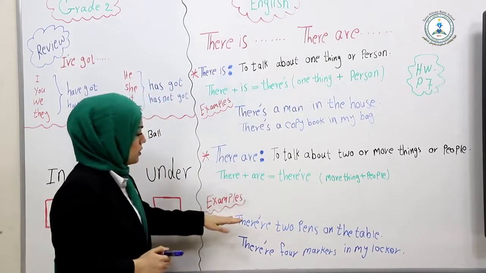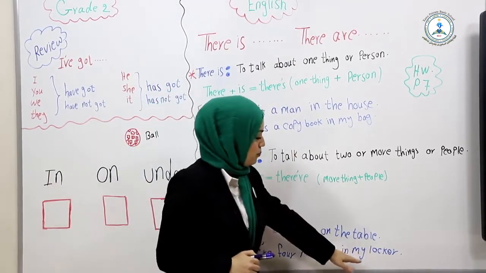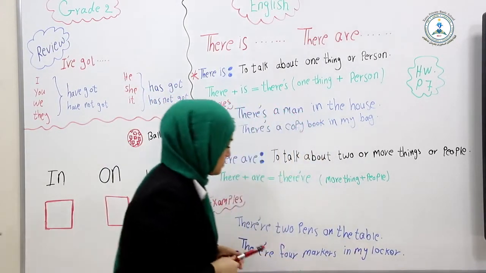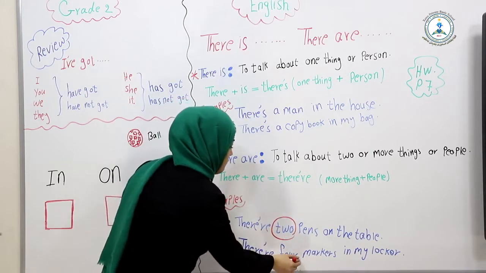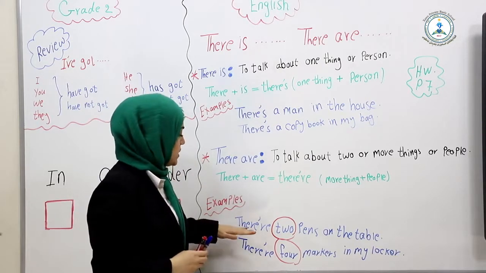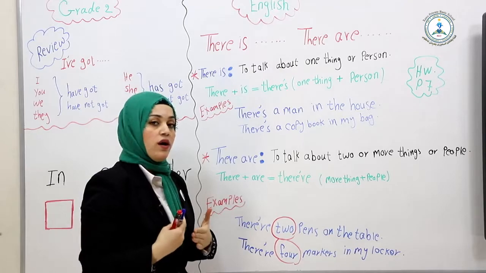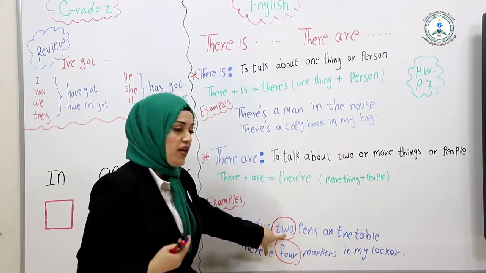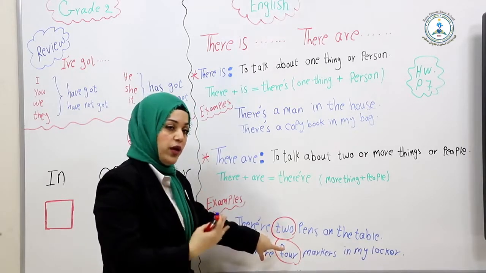So now there are two pens on the table. There are four markers in my locker. Look at this. We use numbers. We have two here and we have four. Why do we use numbers? Because there are is used for big numbers or things that are more than one. Two is a bigger number than one, and four is bigger than 2 and 3 and 1.